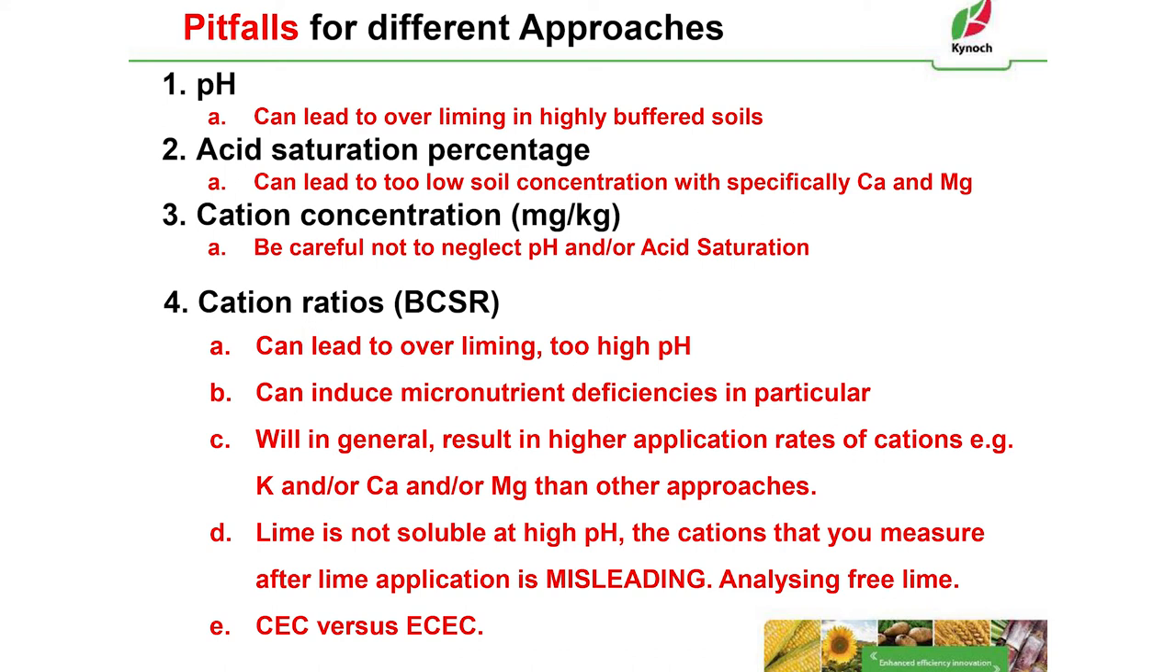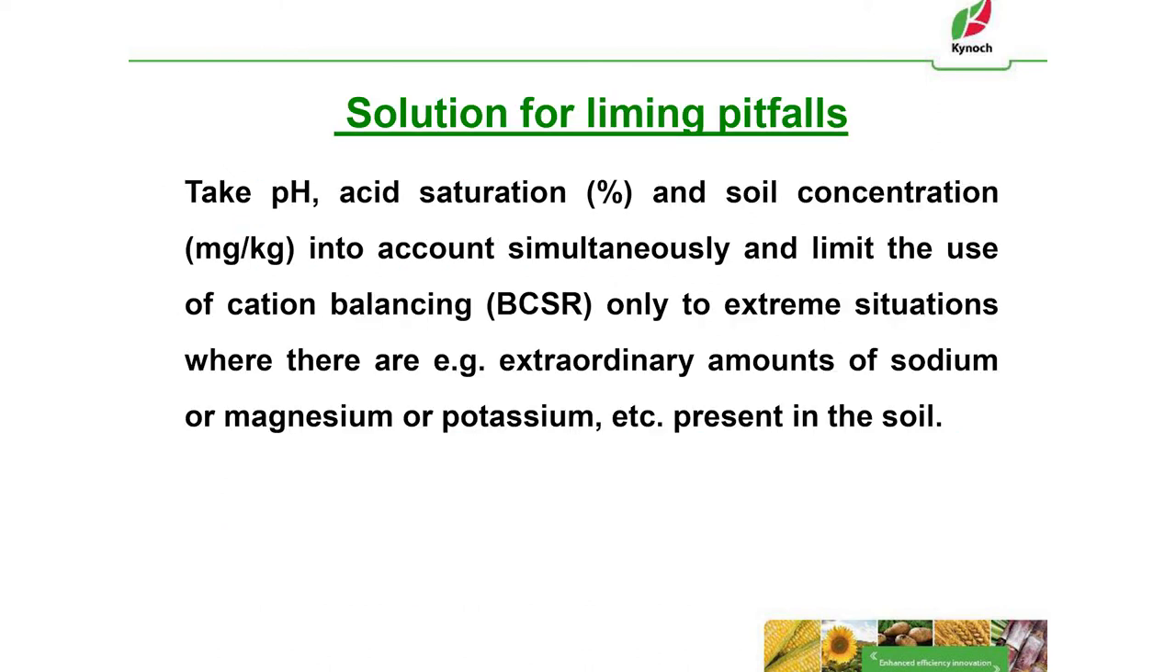And then the last one, if you want to use this approach, please use CEC determined in the lab and not ECEC, because it can be a huge difference between those two approaches. Solutions for liming pitfalls: take pH as a saturation, as a percentage, and the concentration in milligram per kilogram into account simultaneously, and limit the use of cation balancing to only extreme situations where there are, for example, extraordinary amounts of sodium or magnesium or potassium present in the soil. Very, very limited use. It's there. We cannot ignore it, but very, very limited use. So we'll use the others.